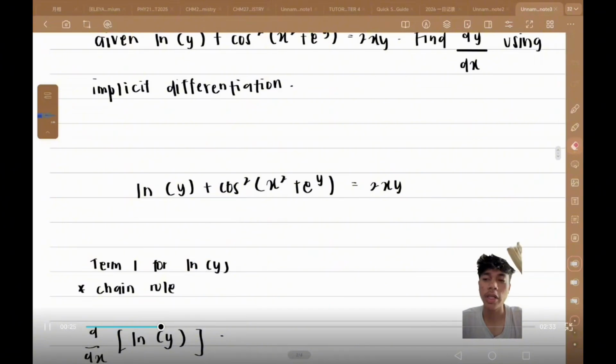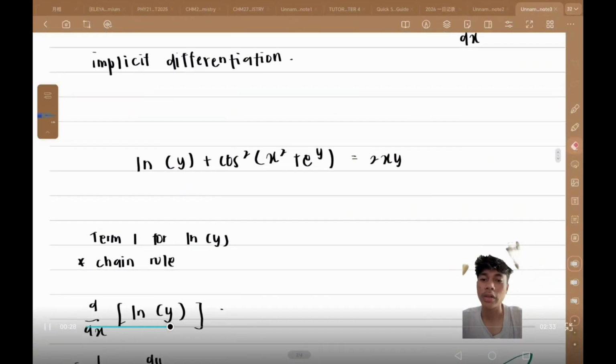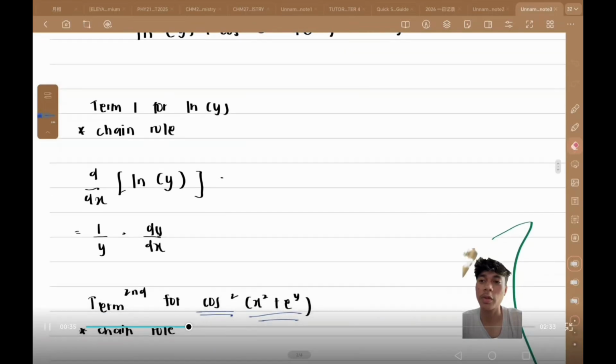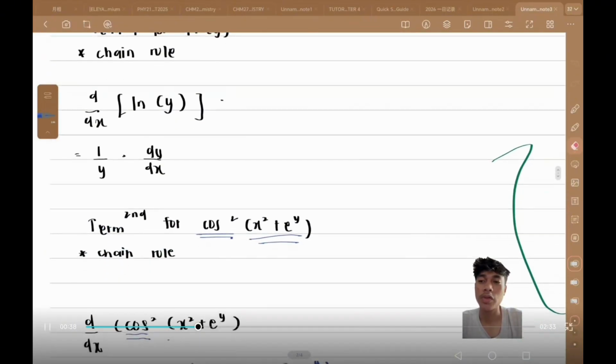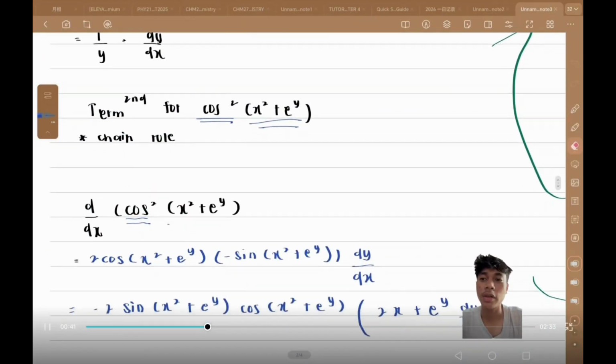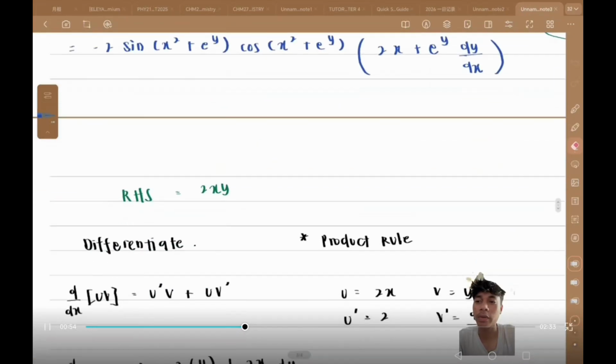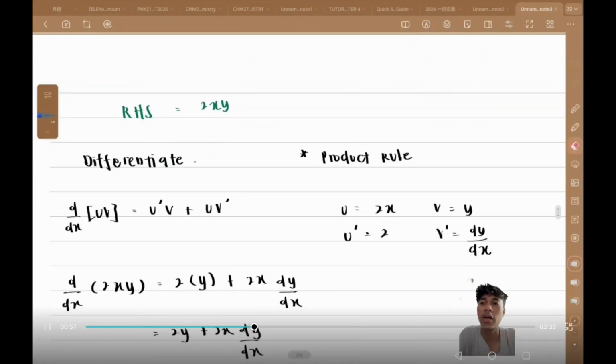First, for the left hand side, we differentiate the ln y and cos squared (x squared plus e^y). For the ln y, we use the chain rule, and for the second one, we use the chain rule also. So we calculate it and we get the answer. After we calculate the left hand side, we calculate the right hand side. We differentiate it using the product rule.